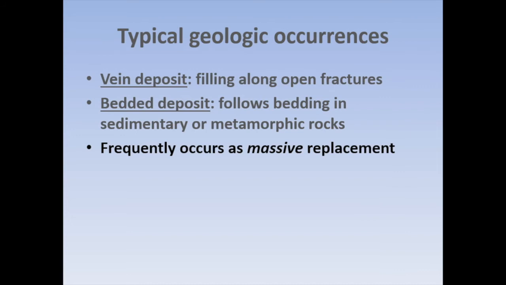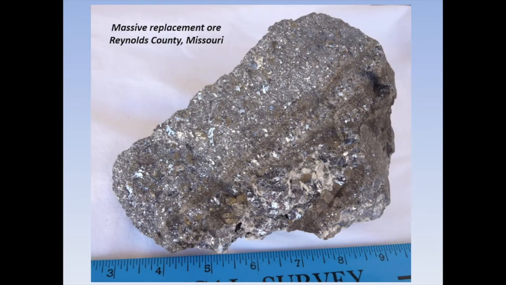In both of these cases, vein deposits and bedded deposits, the galena very frequently occurs as a massive replacement of the host rock. Here's an example of massive replacement where galena has come in and completely replaced the host rock. Instead of growing some large crystals, nicely cubic in form, what has happened is the galena forms a whole multitude of tiny little crystals that grow together and interlock.